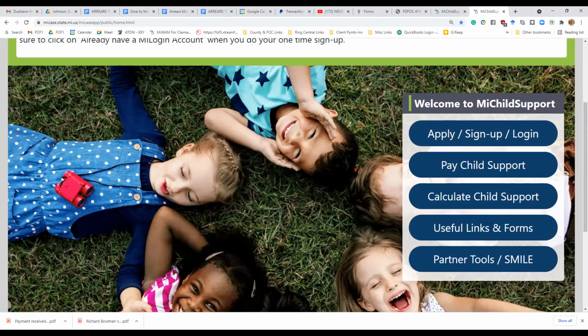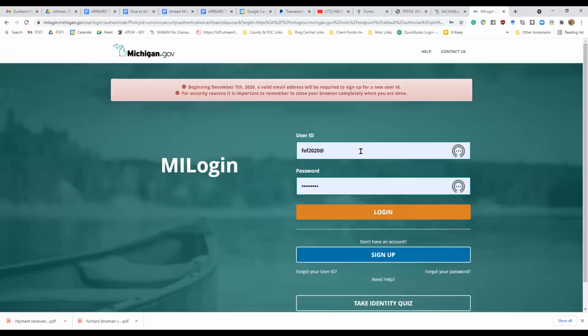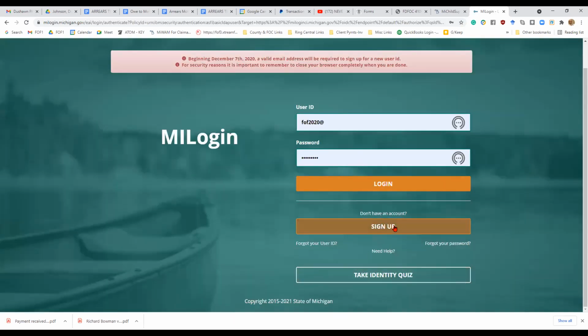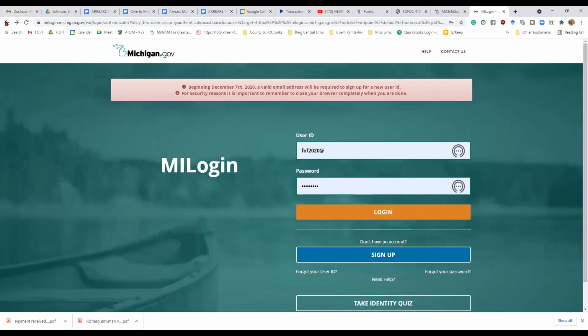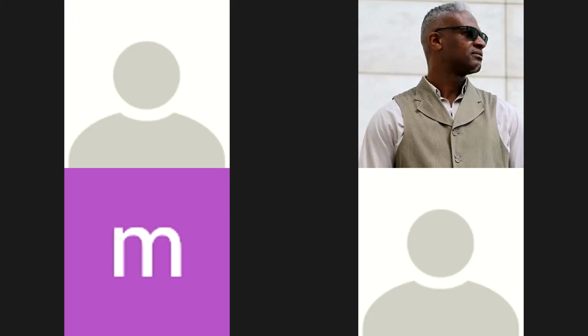It doesn't matter if you're in Oakland County, Wayne County, or Macomb County. You sign up or log in, create your own account, and it's all your personal information. It is something that everyone should do, and it gives you some information, but it doesn't give you everything that I'm asking you guys to get, like what is owed to the mother and what's owed to the state.